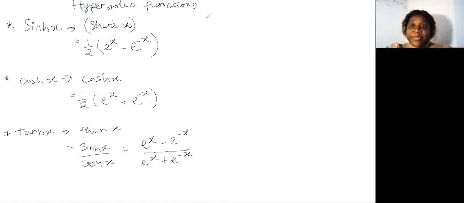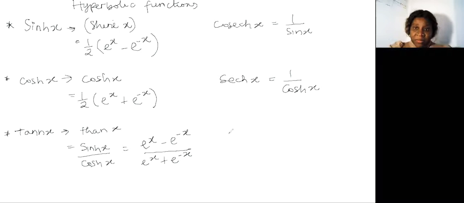And you also have cosech x, which is equal to 1 over sinh x, and you have sech x, which is equal to 1 over cosh x, and coth x, which is equal to 1 over tanh x. So these are all of them.